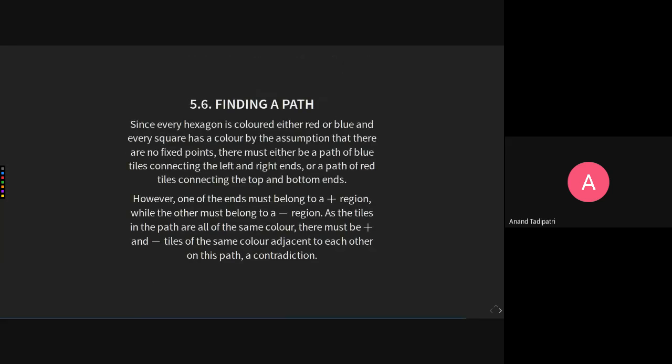Now that we have a hexagonal grid and we have this nice coloring, what can you say? Remember what we're assuming. We have a hexagonal grid, it's all colored, and we're trying to prove Brouwer's fixed point theorem.